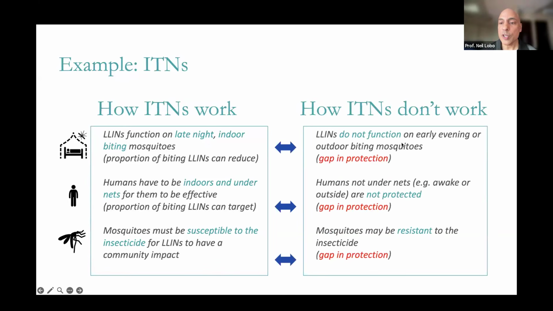Bed nets do not function on early evening or outdoor biting mosquitoes, because there's no bed net there. Humans who are not under bed nets are not protected. If they're indoors, awake, changing their clothes, cooking, or reading, or if they're outdoors, just hanging out, cooking, playing, they're not protected. And if mosquitoes are resistant to the insecticide, bed net efficacy goes down as well.